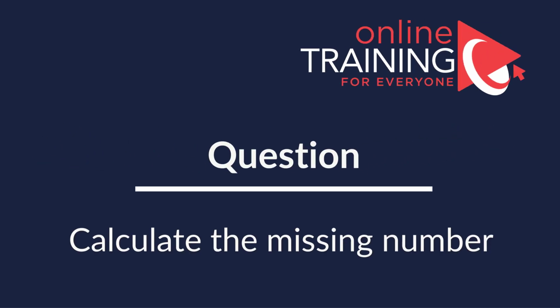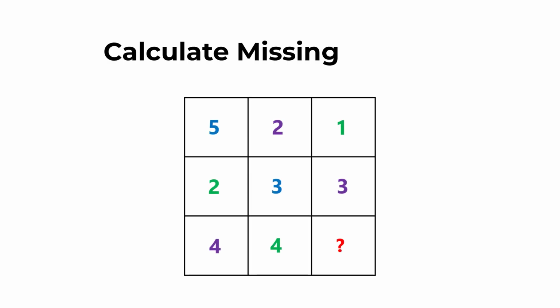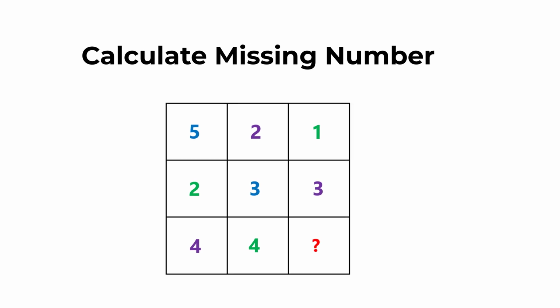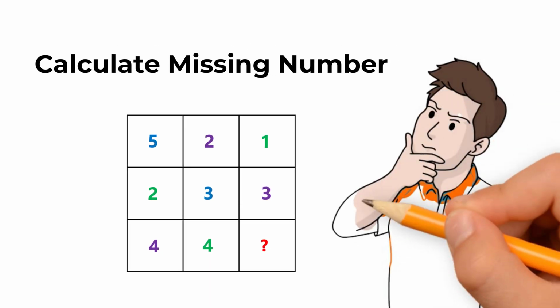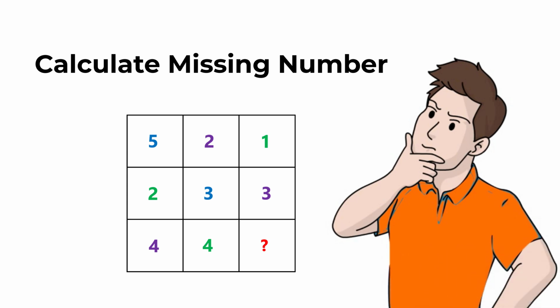Some of you might disagree, but calculating missing numbers is one of my favorite types of questions. A lot of times, you are presented with a 3x3 matrix, typically a square, which has small squares inside. In our case, we have numbers in different colors presented in the smaller squares inside the larger square. The numbers are 5, 2, 1, 2, 3, 3, 4, and 4. And then one number is missing, and this is the one that you need to calculate.